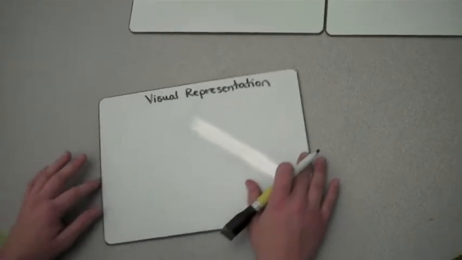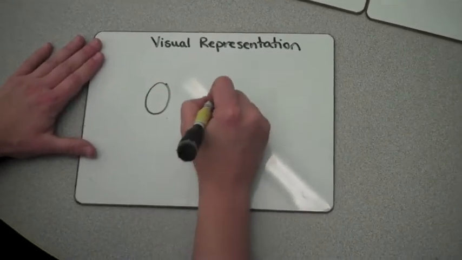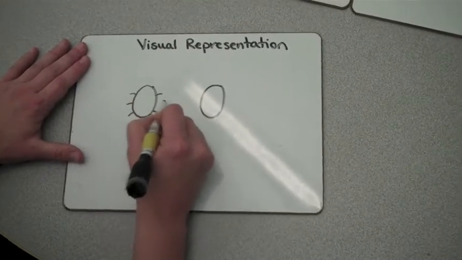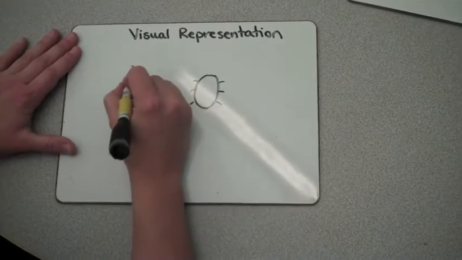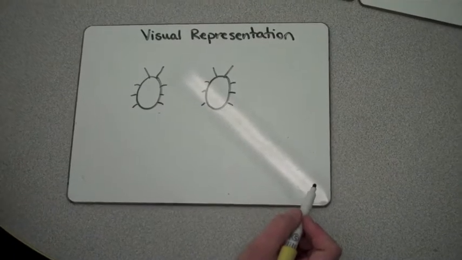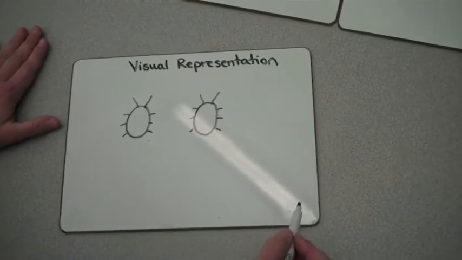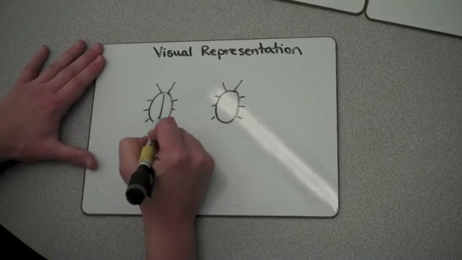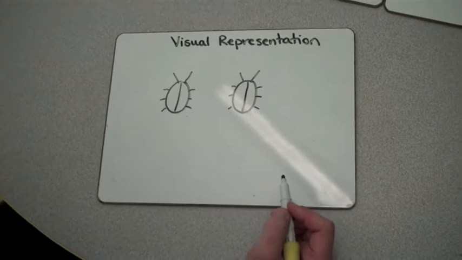So my problem is going to have two ladybugs. So here are my two ladybugs. If I want to, I can make little legs on my ladybugs. And I could make antenna on my ladybugs. A visual representation is just a picture to represent the number sentence that is being asked for the students to respond to. So here is my ladybug, and so the multiplication problem is going to sound like this.